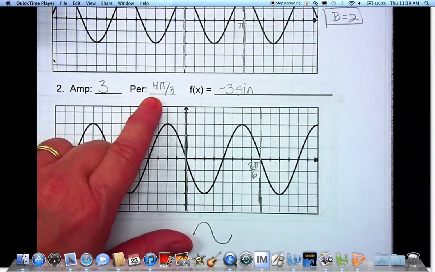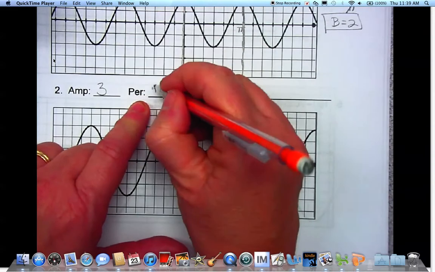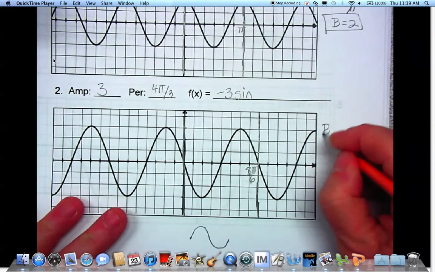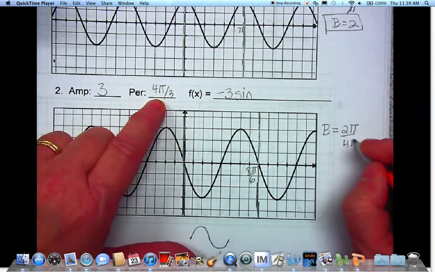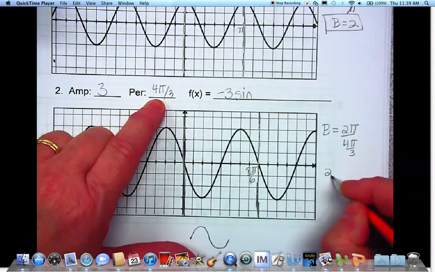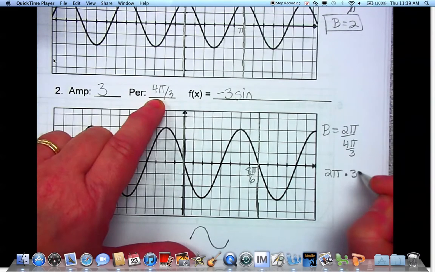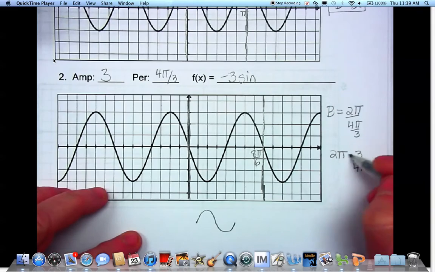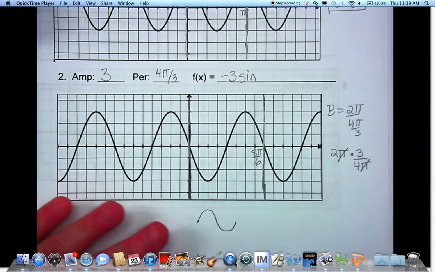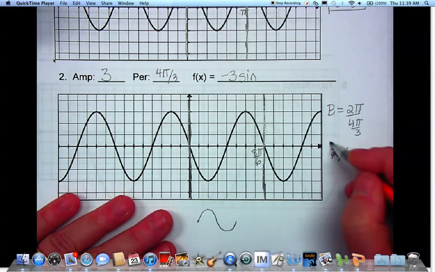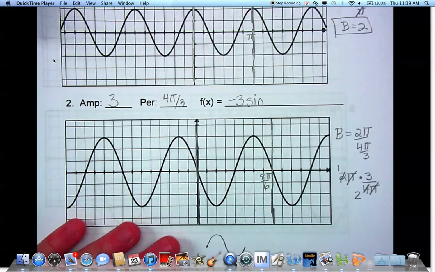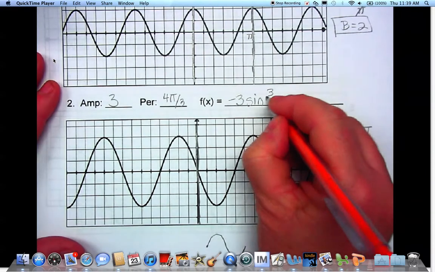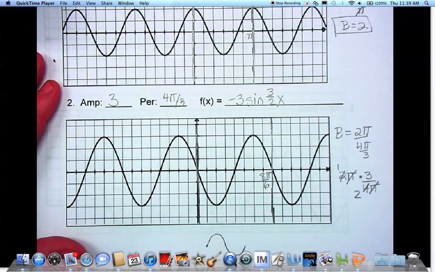And now that's the period. What we need is b. So we have to do b equals 2 pi divided by the period, which is 4 pi over 3. So we'll do 2 pi times 3 over 4 pi. Okay, the pi's cancel, and then the 2 goes into the 4 twice, so we get what? You get 3 halves. So it's 3 halves x.